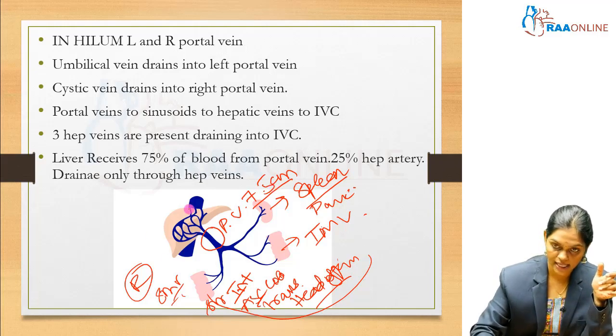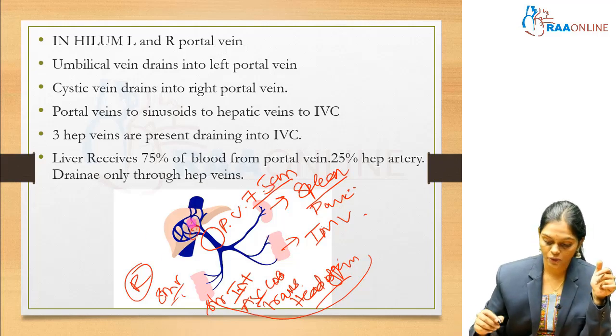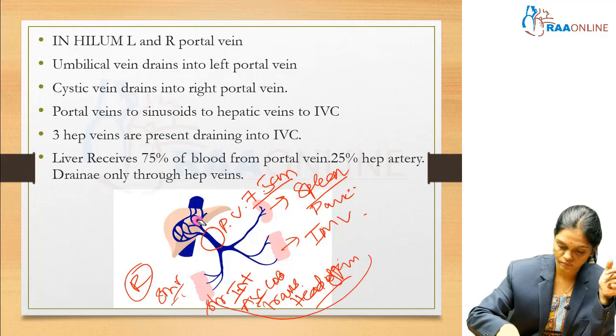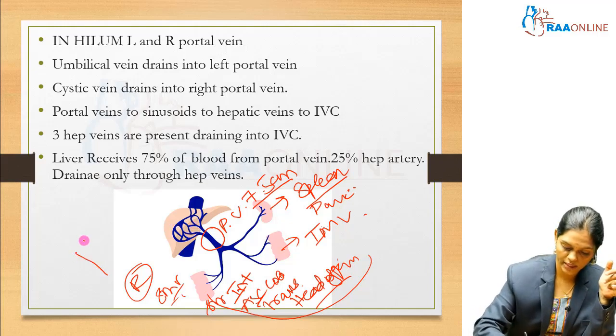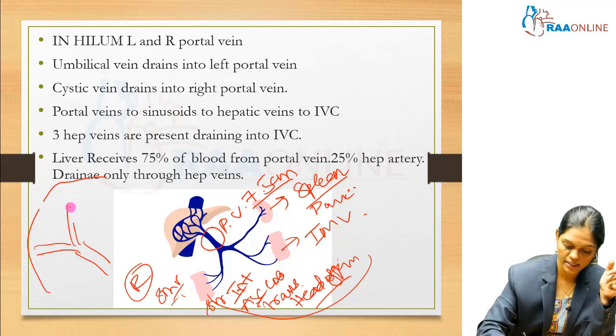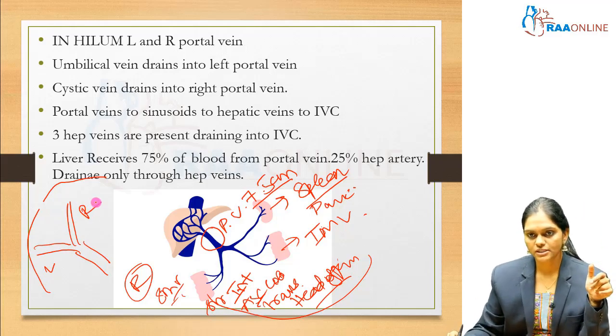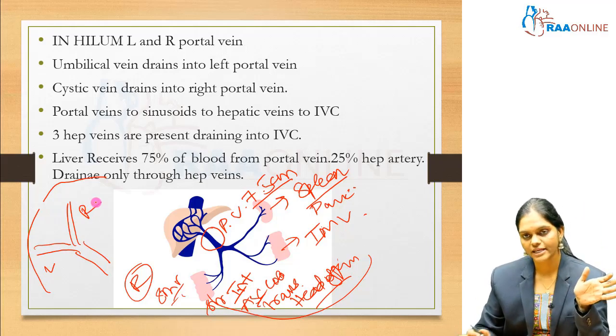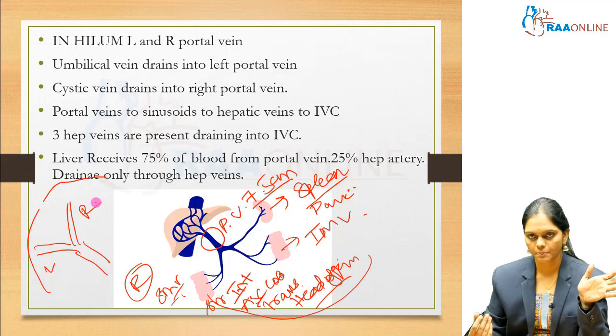This is the liver, this is the hilum of the liver, and here they are going to be divided. So let's say this is the portal vein, this is the liver. Inside the liver, they are going to be divided into 2 branches. One is the left portal and the other is the right portal. Left portal vein is going to supply the left part of the liver, right portal vein is going to supply the right part of the liver.